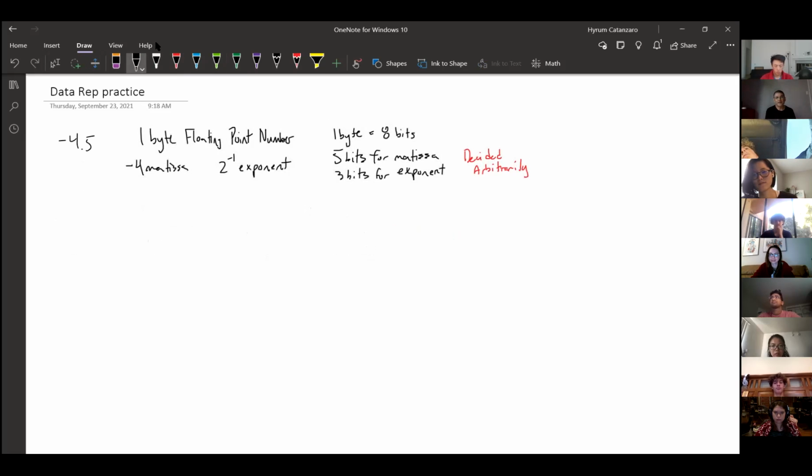All right, so 5 bits for the mantissa, 3 bits for the exponent. And let's also say that both the mantissa and the exponent can be negative, yes? Because negative 4.5, what is negative 4.5? Let's write it out in binary. If I wrote down negative 4.5 in binary, forget about all the representations, just as a decimal, what is negative 4.5 in binary?